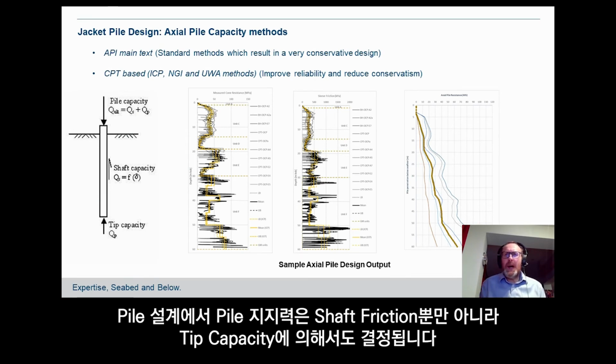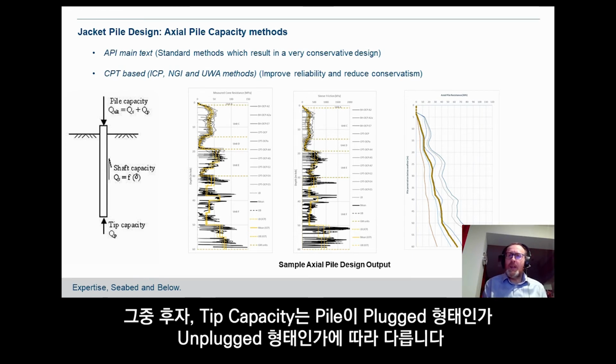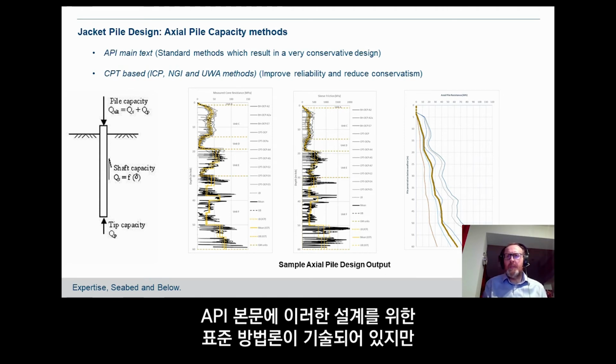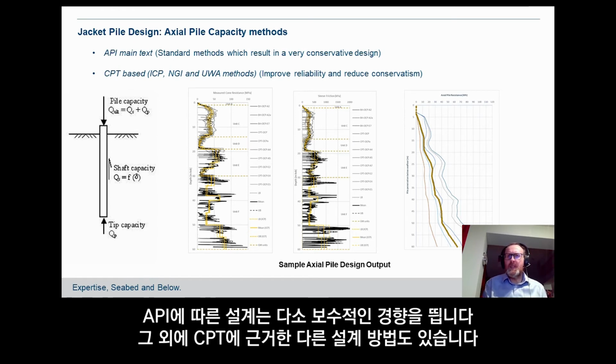So in terms of pile design, pile capacity is developed from shaft friction, but also tip capacity. The latter, tip capacity, is dependent on whether the pile's plugged or unplugged. And there are standard methods for dealing with that in the API main text. But they can be quite conservative, and there are other methods that can be used which are based upon in situ testing, such as CPT testing.